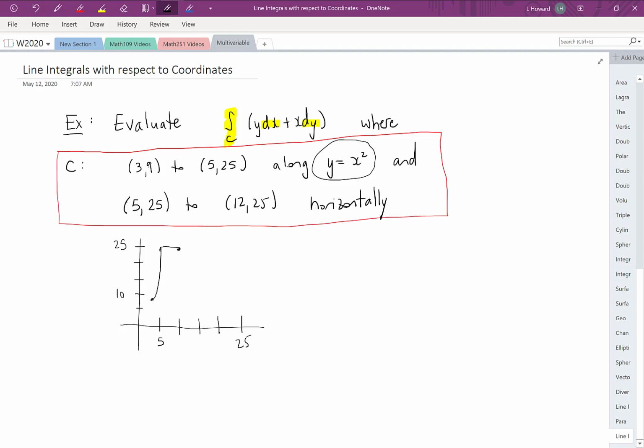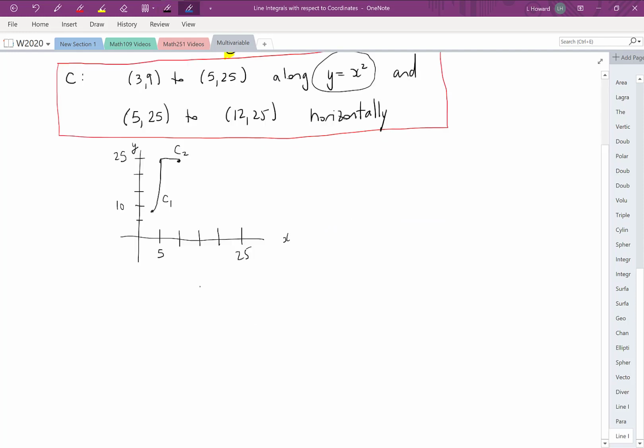When this curve is divided into two different sections, it's usually best to label those two curves. So we'll think of this as being C1 and then C2, and the curve C is really C1 and C2 sewn together. So now that we've got a visual, we're going to try to parameterize our curves. So we're going to deal with C1 and C2 separately. Let's start with C1.